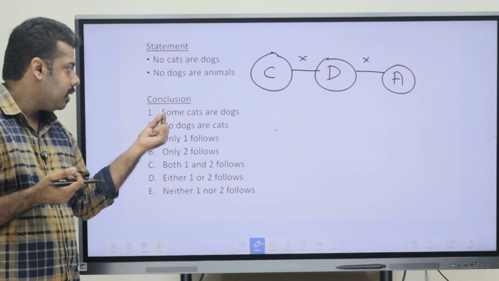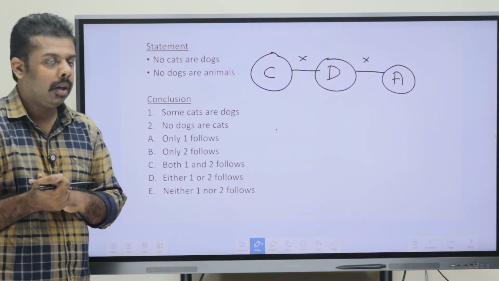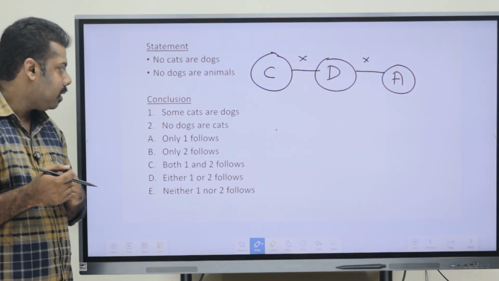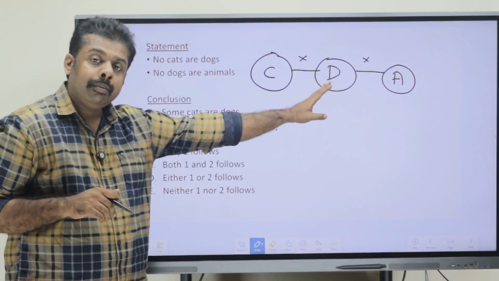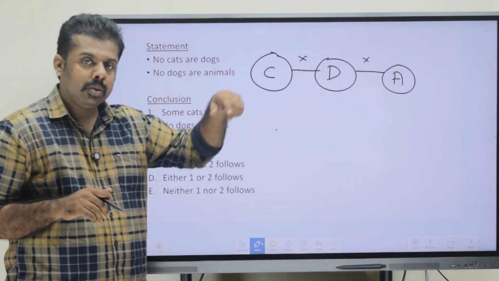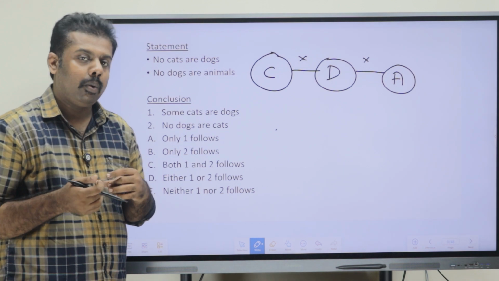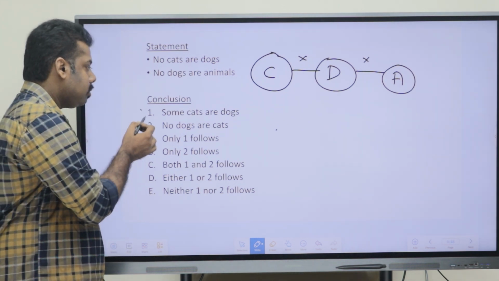So first conclusion says that some cats are dogs. Okay. So some cats are dogs, is it right or wrong? As we can see, cat and dog have no relation. So will some relation be right? No. Okay. So the first conclusion is wrong.